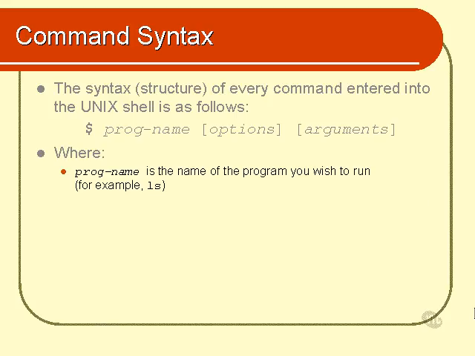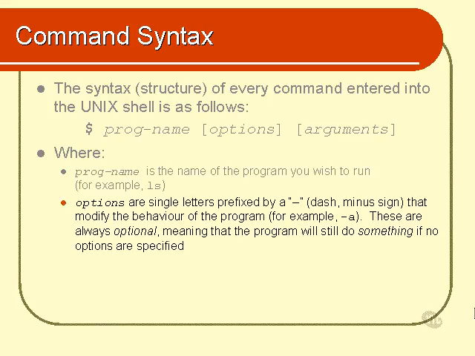Next, we have some options. Now these are single letters, a single letter option such as a. All options are prefixed by a dash, or a minus sign if you like, and any option that you specify modifies the behavior of the program that you're running. Options are, as the name would suggest, optional, meaning the program will still run if you don't provide any options, but using the options will modify the behavior of that program. So instead of just typing ls, you could type in ls space -a.